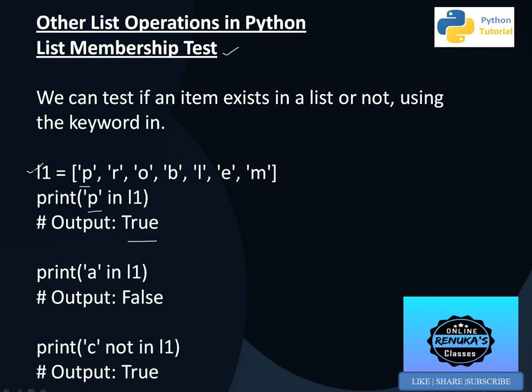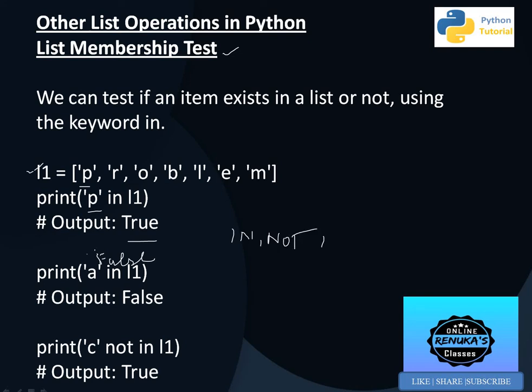Now check A in L1. A is not there in L1, so it will result in false, and the print statement will print false. Now C not in L1. So the two membership operators are in and not in.